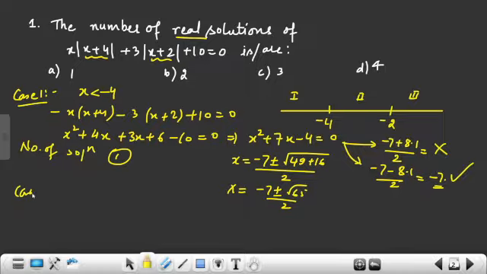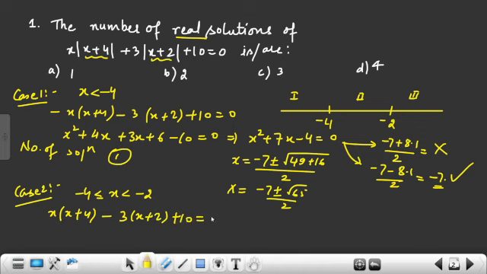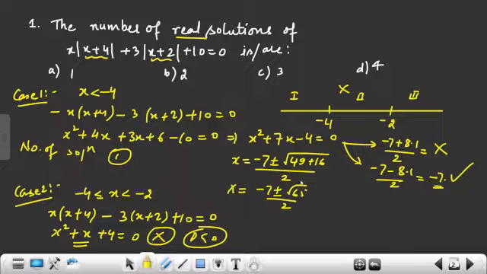Now let's move to case 2. What is case 2? When x lies between minus 4 and minus 2, right? So now this will open in positive and this will open in negative, right? So x plus 4 minus 3 times x plus 2 plus 10. Now if you open this, x square, 4x minus 3x is x, minus 6 plus 10 is 4. Now as you can see, no solution from here because the D value is negative, so no real solution is there. So this case is rejected, no solution from this case.